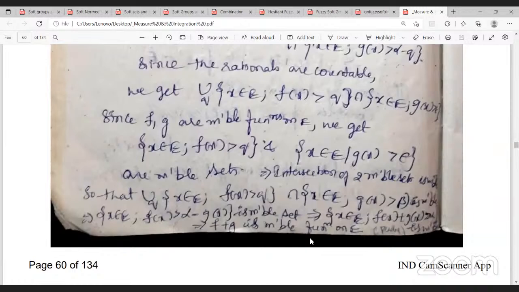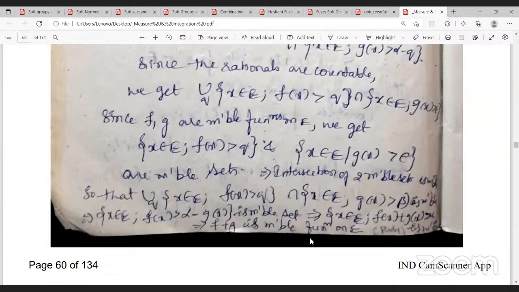Therefore, f comma C into g are measurable functions. Then their addition, f plus C into g, is also a measurable function.